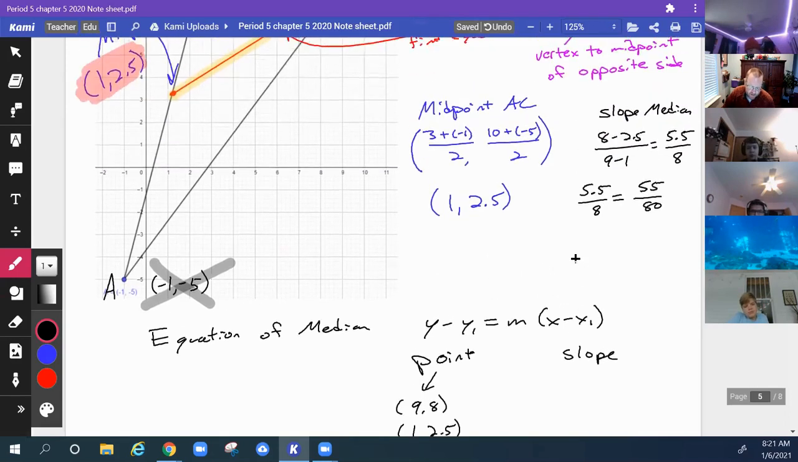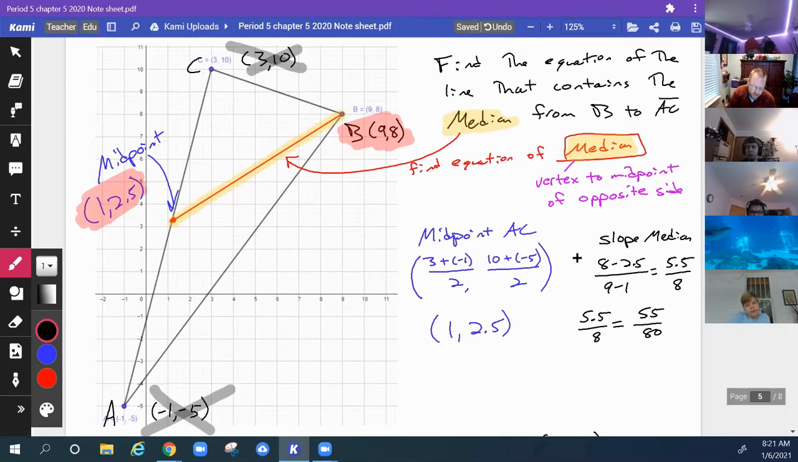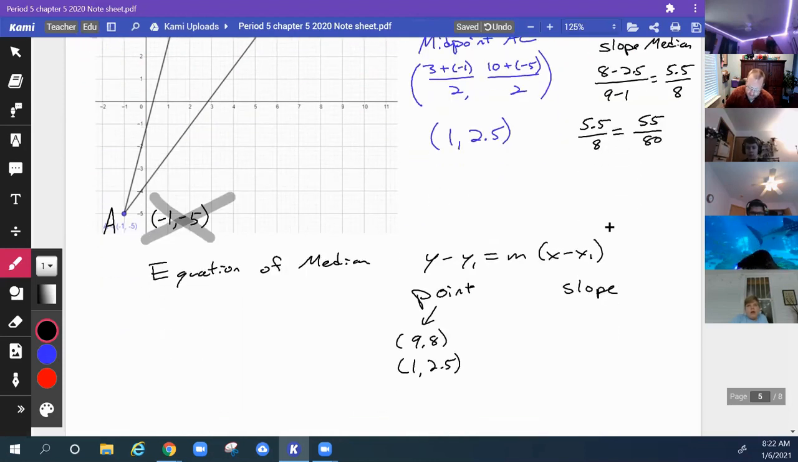So I just choose one. Doesn't matter which one, they're both on the line. I could choose this one, I could choose this one, because I see that they're both on the line. And the slope we calculated to be 55 over 80.